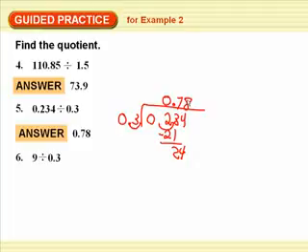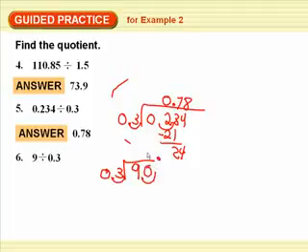This one's pretty easy because I see some basic facts in this one. Hang on, I lost my pen. Where are you? There it is. Okay, so 9 goes in the box, 0.3 on the outside. The only thing I got to do is move the decimal. So 3 goes into 9, 3. So 0.3 goes into 9 30 times.